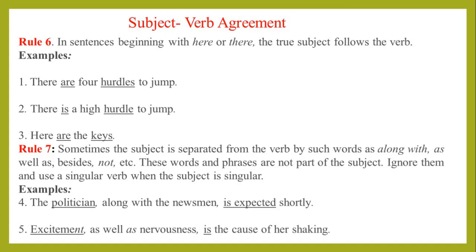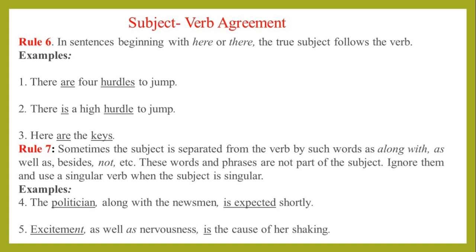So the verb "are" is used according to the four hurdles, not according to "there". In the second example, there is a high hurdle to the jump. A high hurdle is a singular one, so the verb is singular. Here are the keys. Keys are plural, so the verb used here is plural, "are".